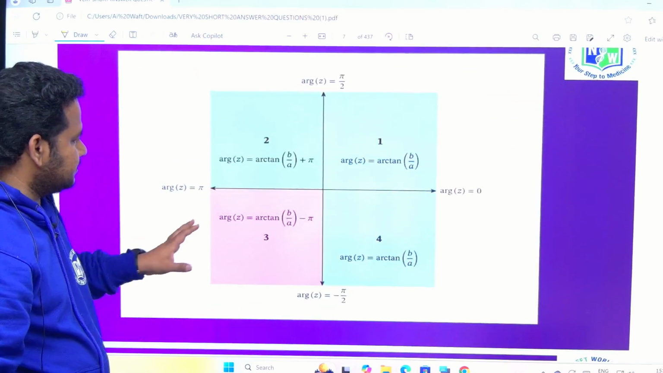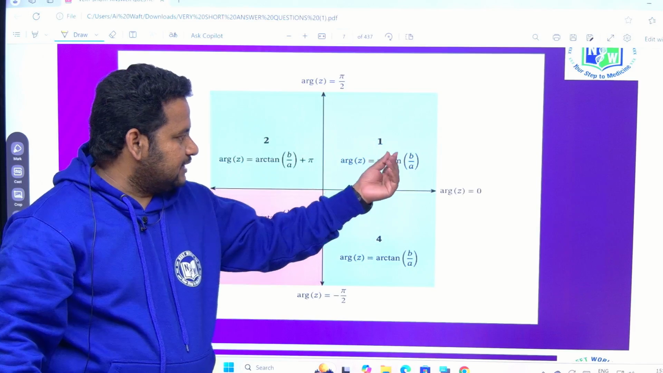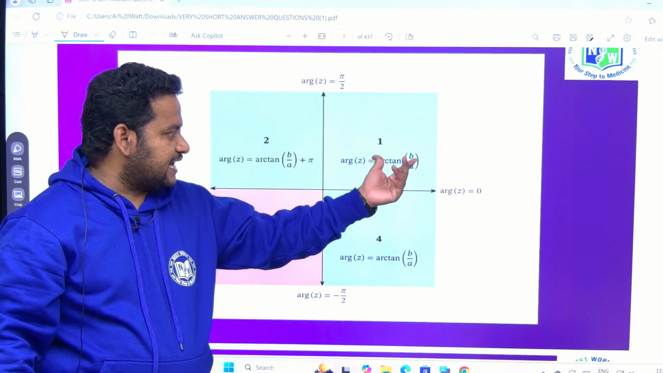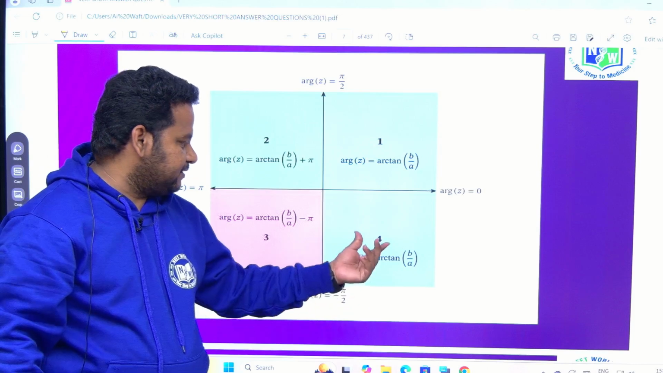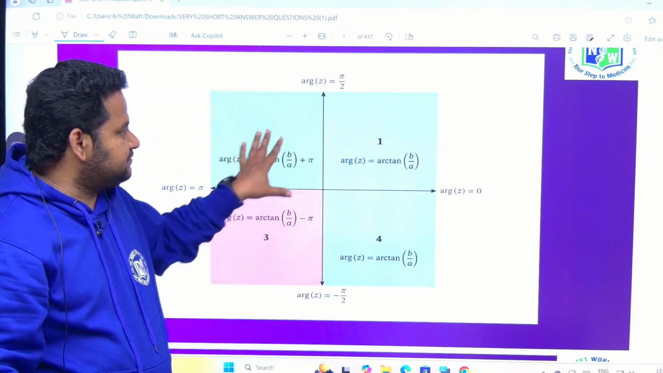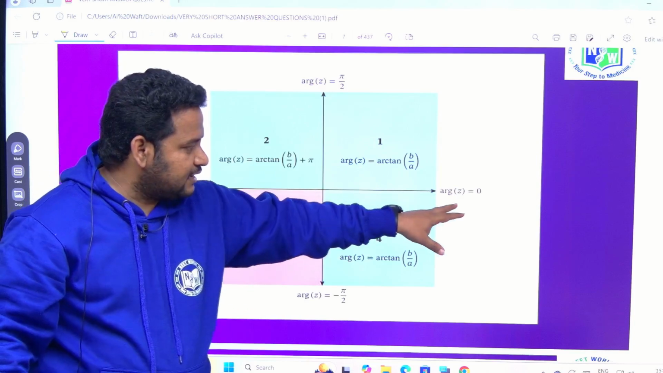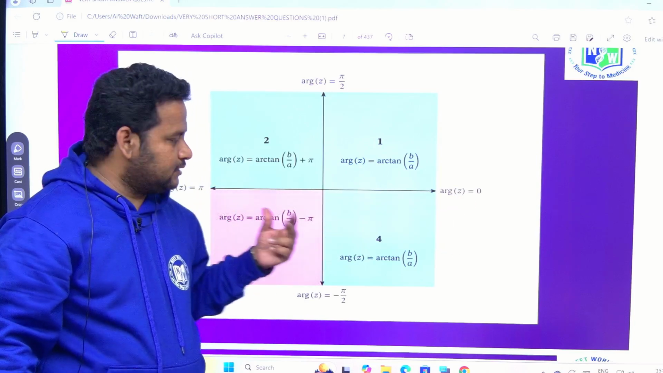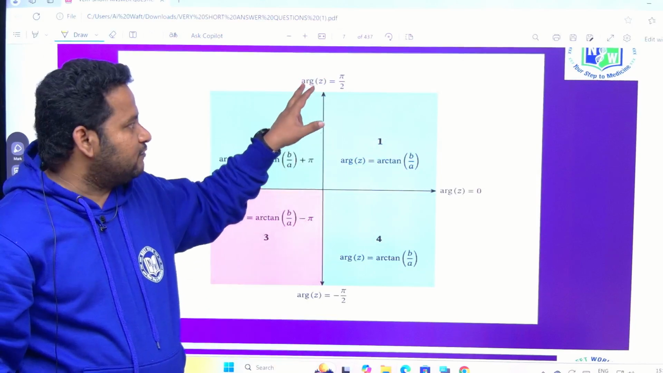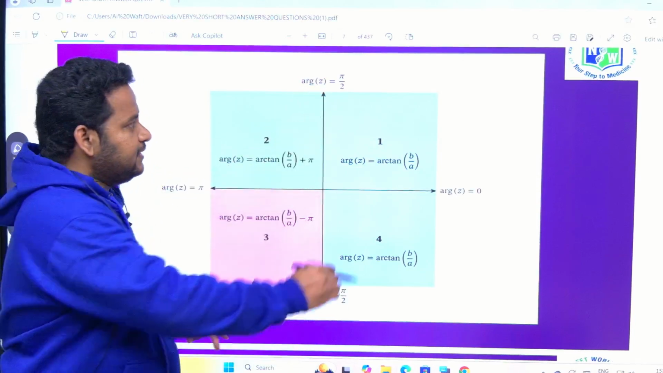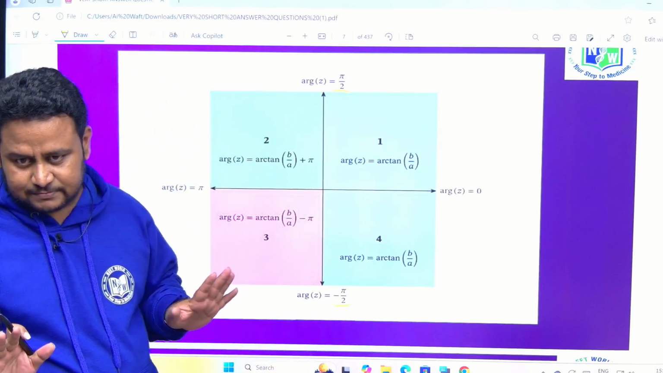This is the basics. Now, the argument of z is tan inverse of b by a, or tan inverse of b by a plus pi, or tan inverse of b by a minus pi. This is when it comes to argument. When you look at the real axis, that is the real part, the argument of z will be equal to 0 or pi. When it comes to the y-axis, in the positive direction of the y-axis it will be plus pi by 2, and in the negative direction minus pi by 2. Remember this.